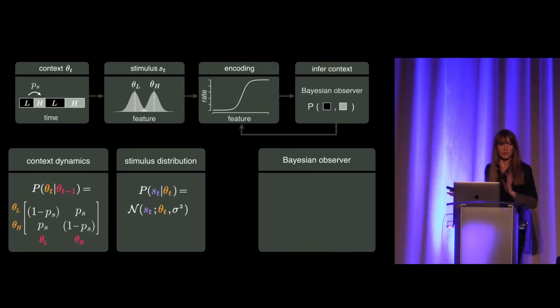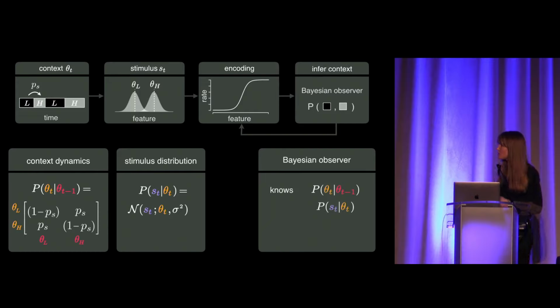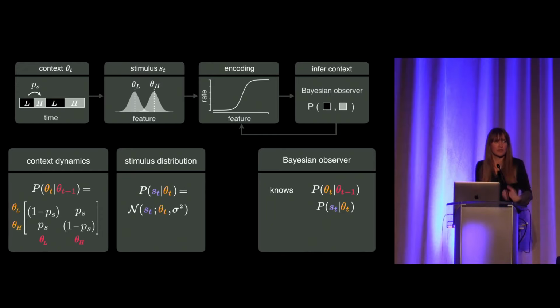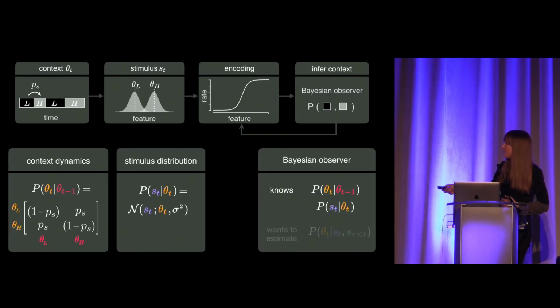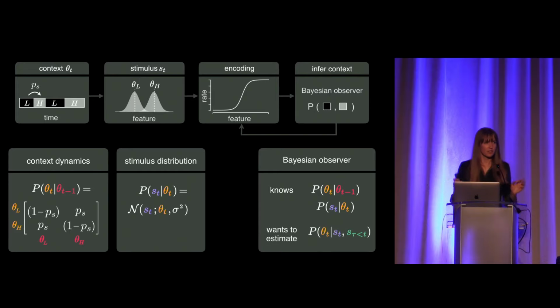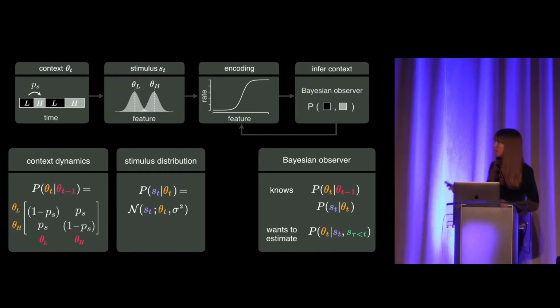We have to start by specifying exactly what the Bayesian observer knows. So we're going to assume that the Bayesian observer knows both of these distributions. It knows that the environment is in two states. It knows how likely it is to switch from one state to the other, and it knows that given the context at a particular time, the distribution of incoming stimuli will be Gaussian. So what doesn't it know? It doesn't know the specific value of the context at a particular time.